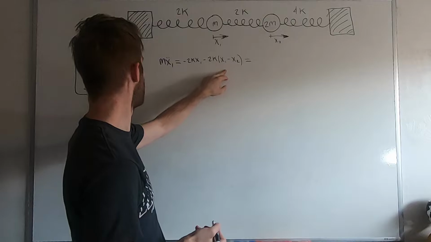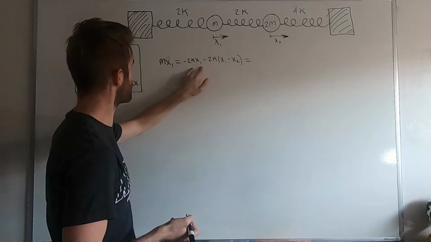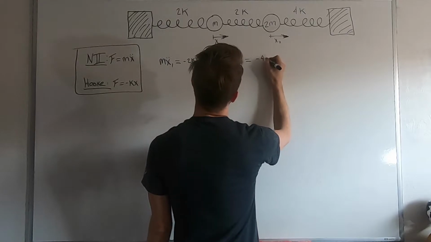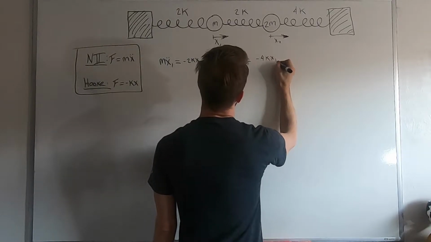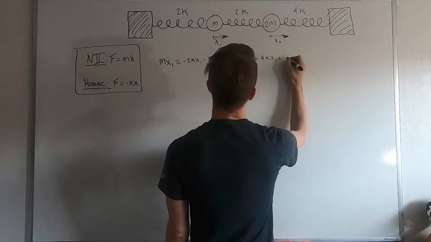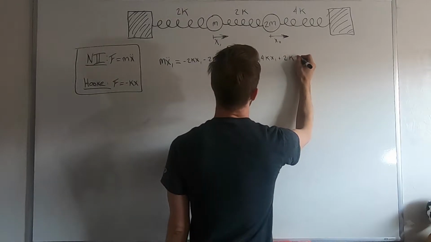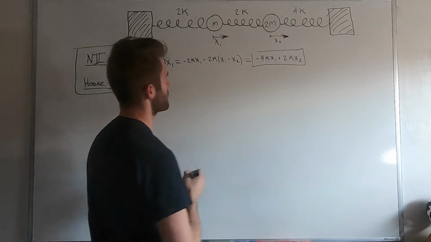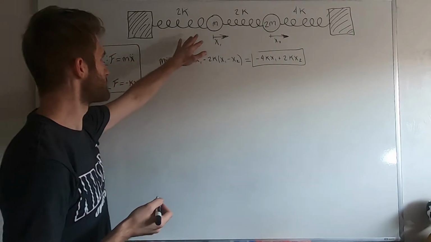When I distribute that, that is going to have a like term corresponding with this term. So this will give us negative 4k x1 plus 2k x2. So this is our first equation that we're going to be using for this part of the spring.